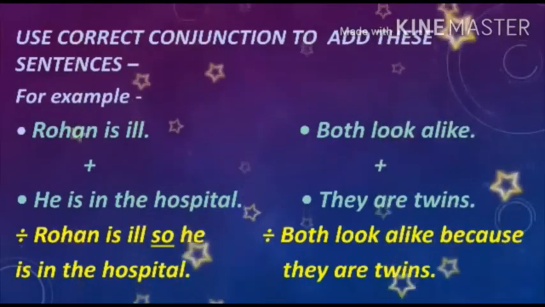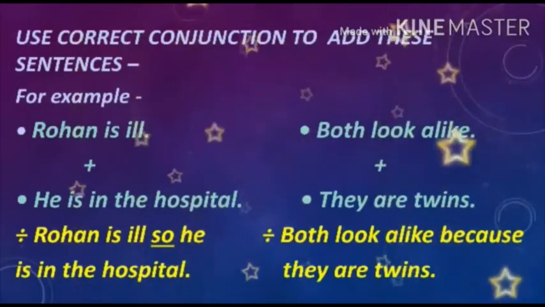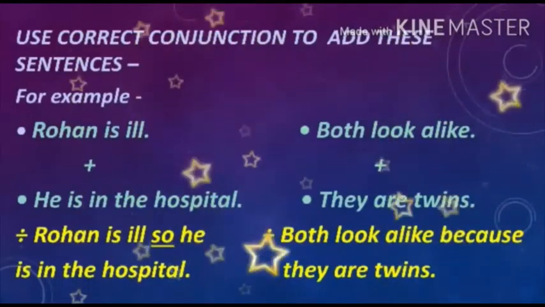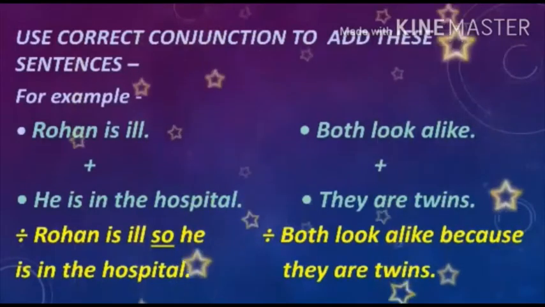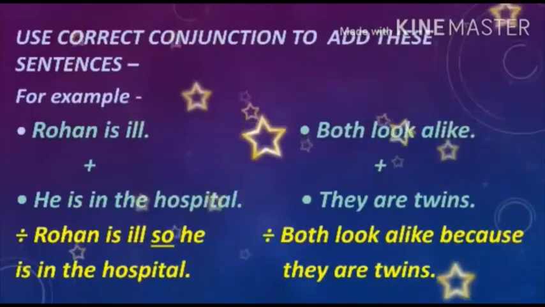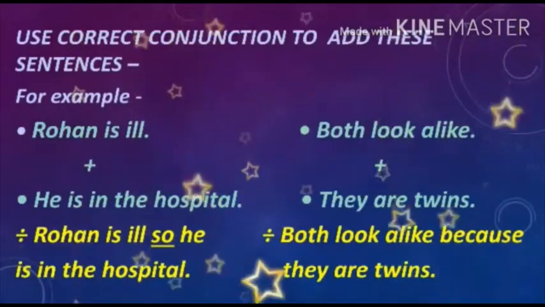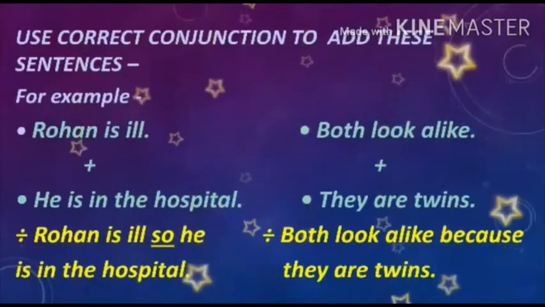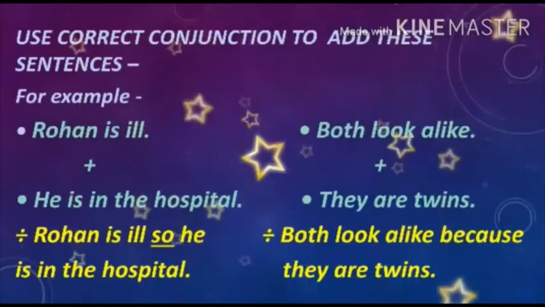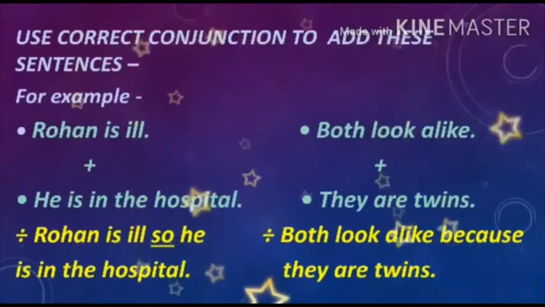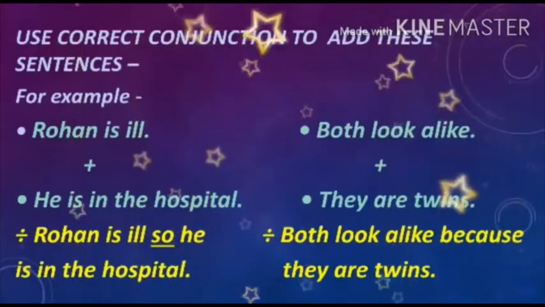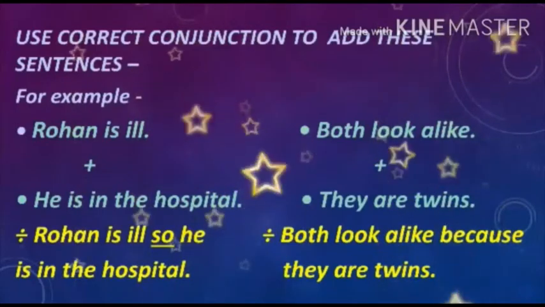Now students, this is the time for practice. Let's see how much we understood. Use the correct conjunction to join these two sentences. For example, Rohan is ill. Second sentence, he is in the hospital. So here we have to understand that he is in the hospital is the result. So if there is a result, we must use the conjunction so. The answer will be Rohan is ill, so he is in the hospital.